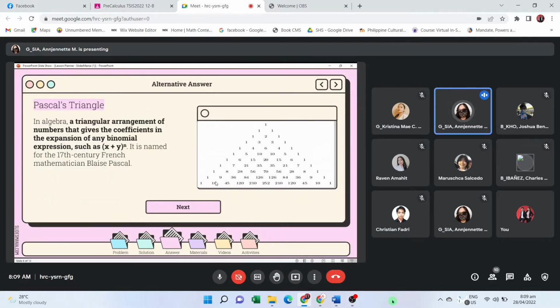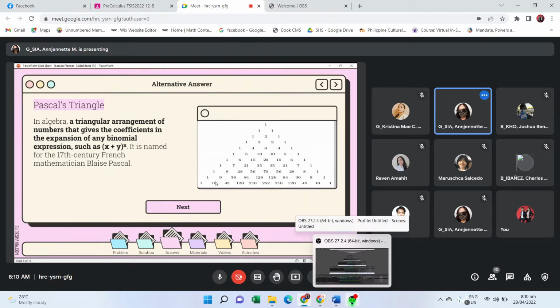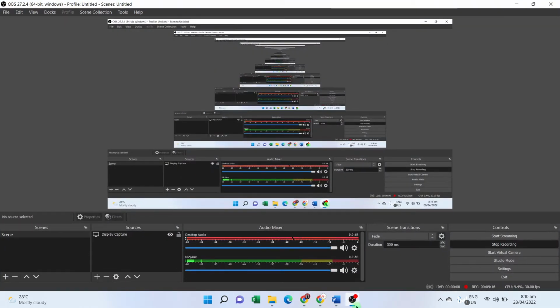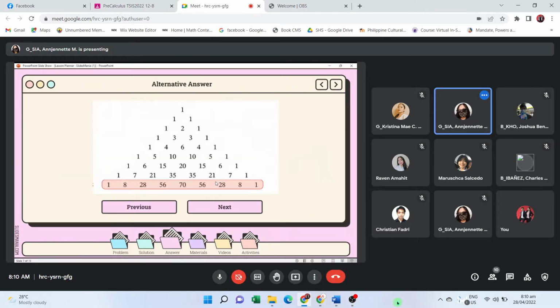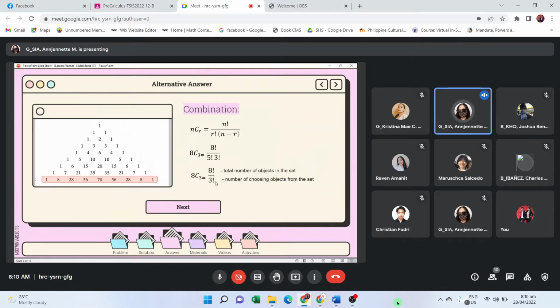An alternative answer: the definition of Pascal's triangle in algebra is a triangular arrangement of numbers that gives the coefficients in the expansion of any binomial expression, such as the quantity x plus y to the power of n. It is named for the 17th century French mathematician Blaise Pascal. This is the example image of a Pascal's triangle. For the alternative answer, we will use the solution from the suggested solution earlier.